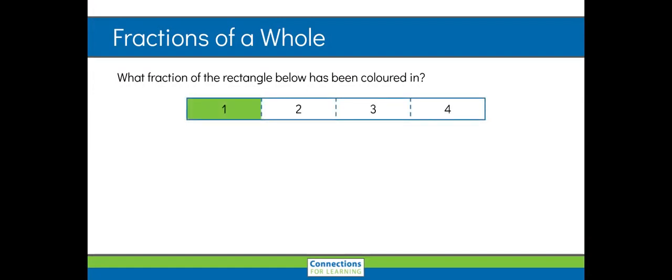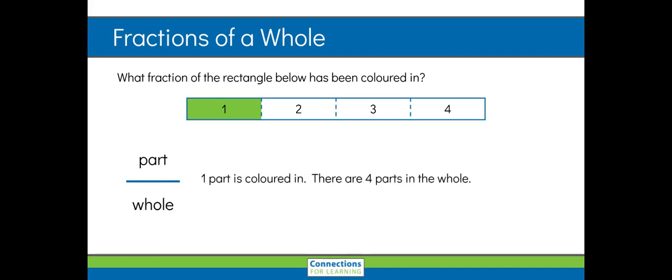Here's our question. What fraction of this rectangle has been colored in? Well, a fraction is a part of a whole. We can see that one part is colored in, and there are four parts in the whole. So let's put these numbers into fraction form. Where it says whole, we're going to replace with the number of parts in the whole. In this case, there are four parts. And there is one part that is colored in. So we have a fraction of 1/4.